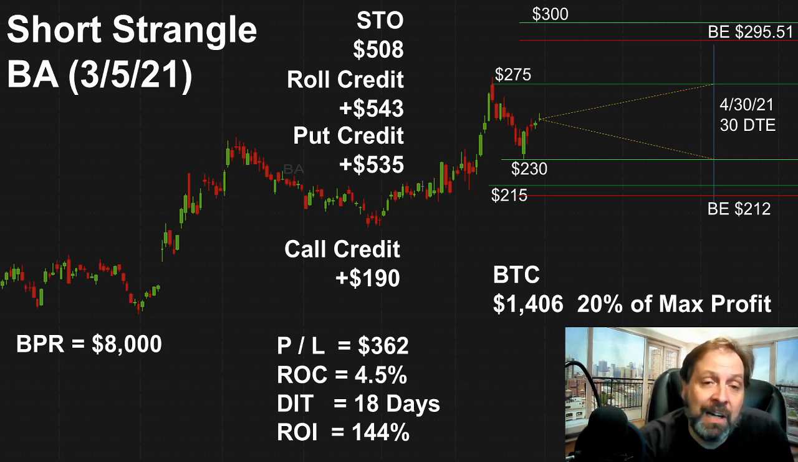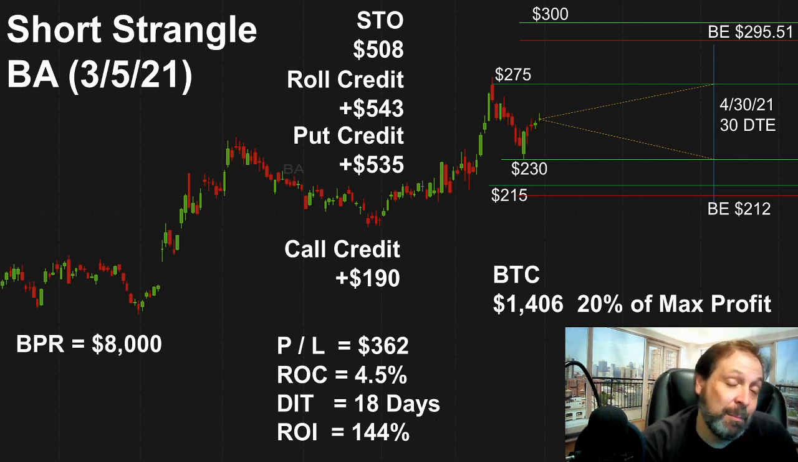144% annualized ROI is a great rate of return. It outpaces the market by something like 10 times. So I'm pretty happy with this trade. It was a small amount of capital and a small amount of profit, but it was a great ROI. We have a lot of these going on at the same time. So to collect theta decay day after day after day is the name of the game.